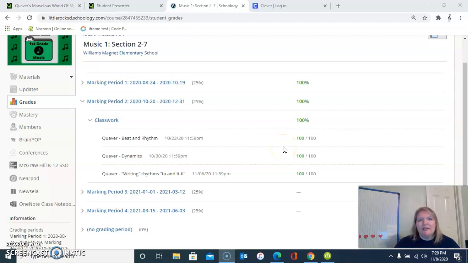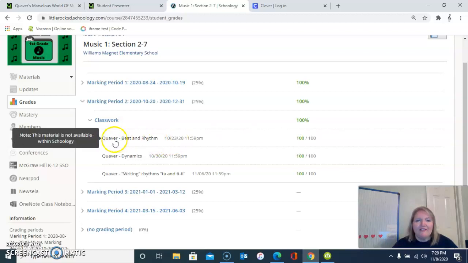If she had not completed something, this would be red, I believe. I know it'll say 0 out of 100, and you'll know that something's missing. And you can look over here, and if the assignment starts with the word Quaver, that means the assignment is in Quaver, and you need to go there to find your assignment. And of course, when you get there, remember, it'll still be red, and you can click on it and then complete the assignment for that week that you're missing.